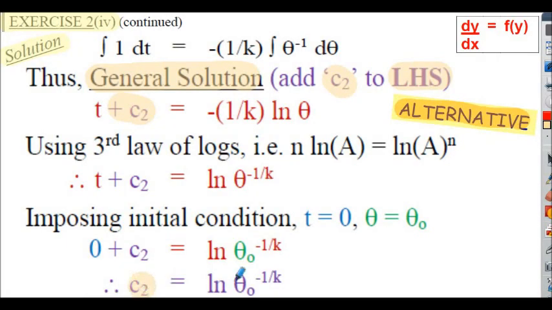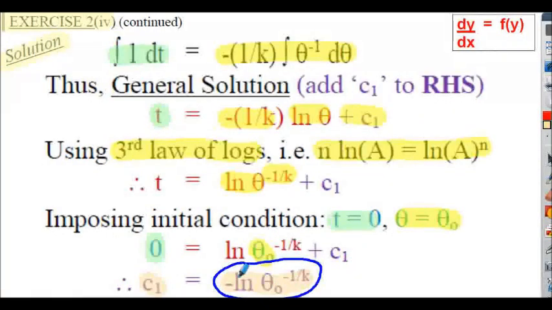Here the C2 is evaluated to be ln of theta naught to the power of negative 1 upon k. With our original solution, C1 equal to negative ln theta naught to the power of negative 1 upon k. So we have a sign change on the ln function depending on which side of the equation we state the constant of integration.